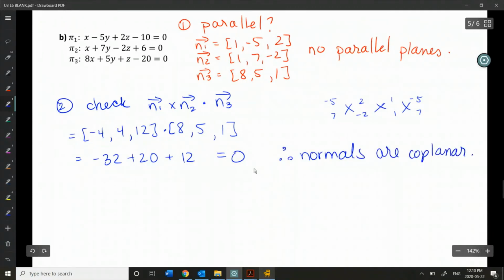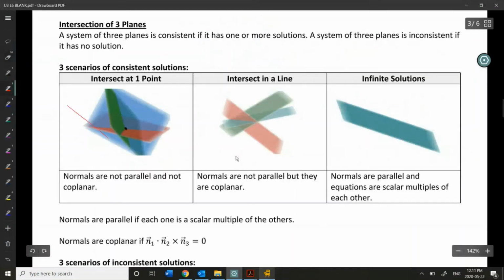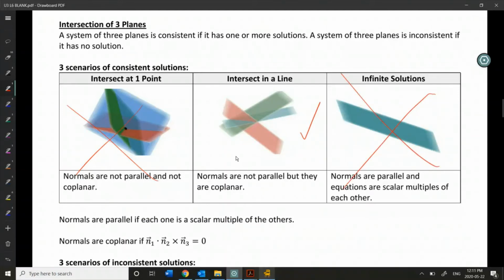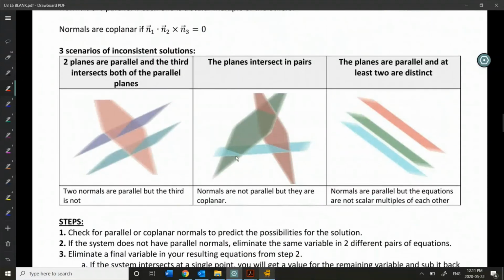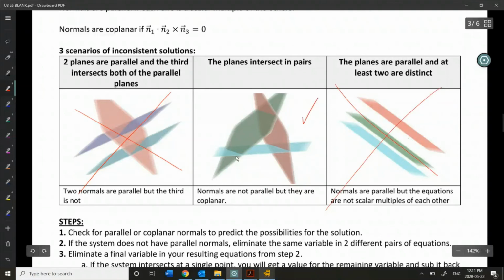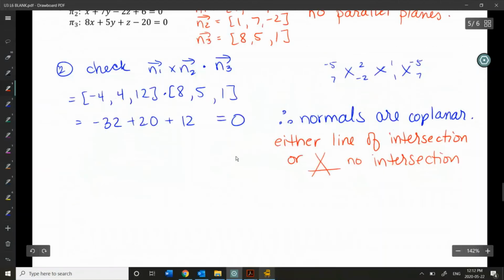From these two sets of information, we can eliminate a couple of the situations that we described previously. I now know that we don't have a single point of intersection because the normals are coplanar. It's definitely not infinite solutions because the normals are not parallel. So this might intersect in a line. It's not this, I don't have any parallel planes. It's not this, I don't have any parallel planes. It could be this. So we could potentially have a consistent or inconsistent system here. We do need to do a little bit of further solving in order to decide which situation we have.